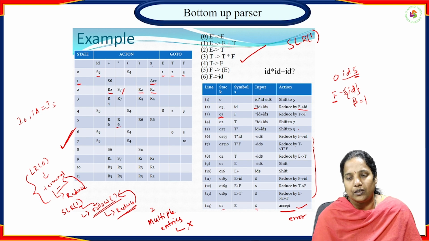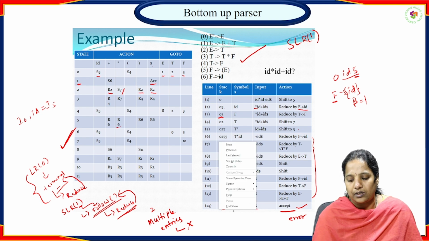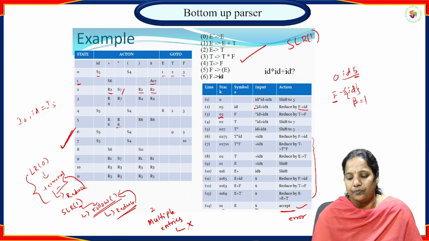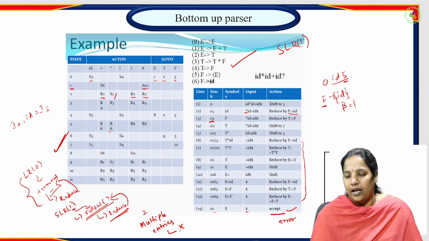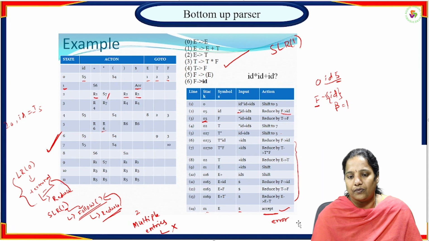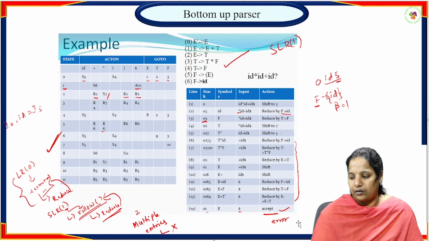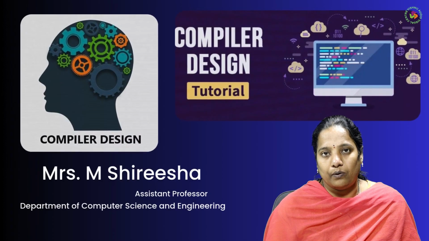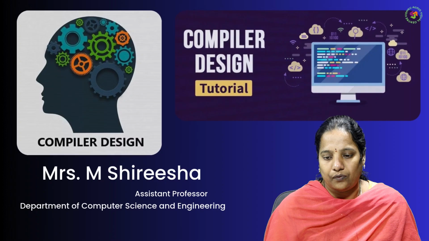End of input will be indicated with the dollar symbol. When we reach the end of the input, then we need to verify the type of the action. If the type of the action is accept, then the given input is accepted. If the type of the action is error, then we cannot accept it. An error message will be given to the user. This is the processing of LR0 and SLR1.